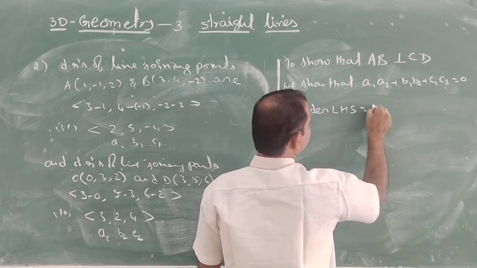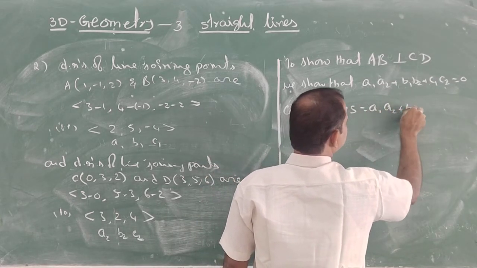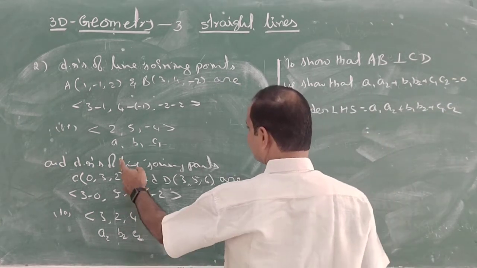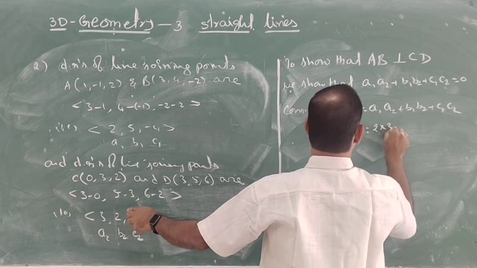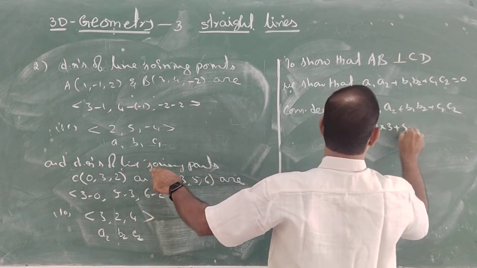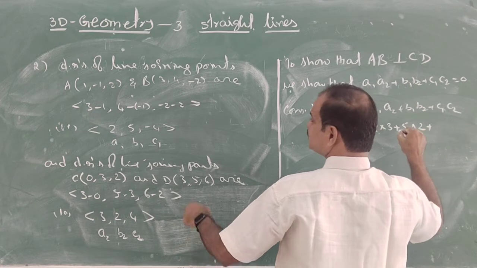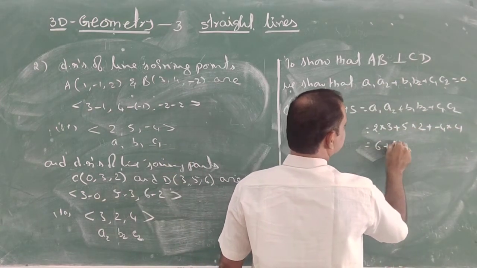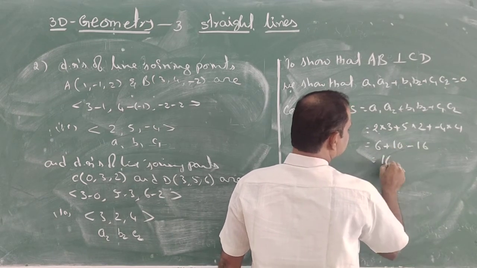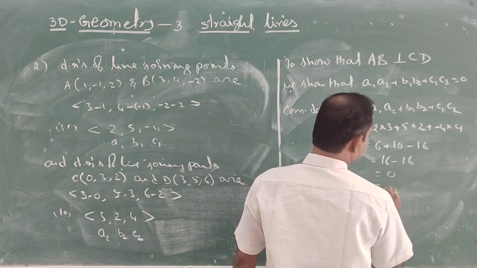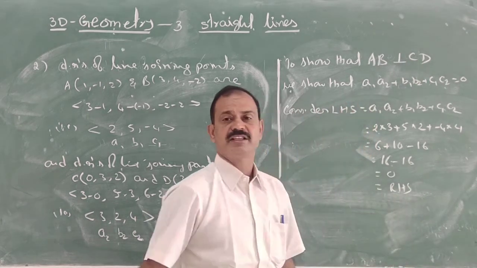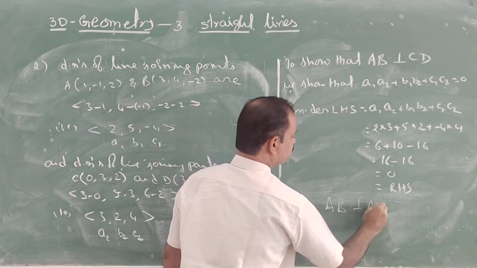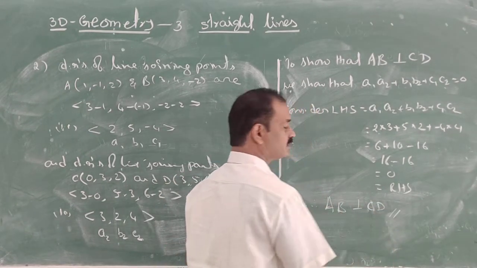LHS is equal to A1 A2 plus B1 B2 plus C1 C2. Substitute the values. This is 2 into 3 plus B1 is 5 into 2 plus C1 is minus 4 into 4. This is 6 plus 10 minus 16. 16 minus 16 is equal to 0, which is equal to RHS. Therefore, the line EB is perpendicular to line CD.